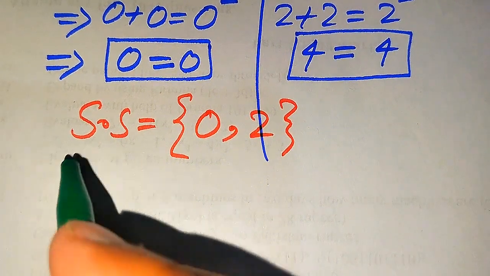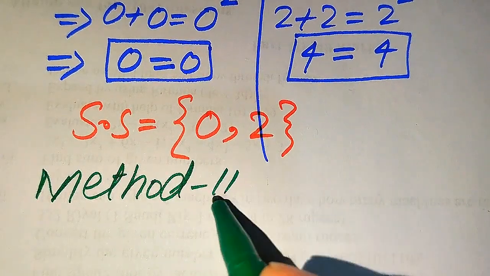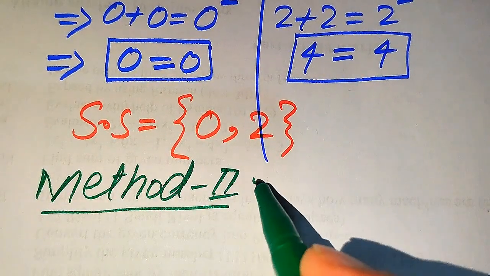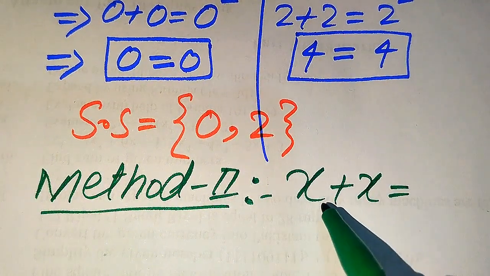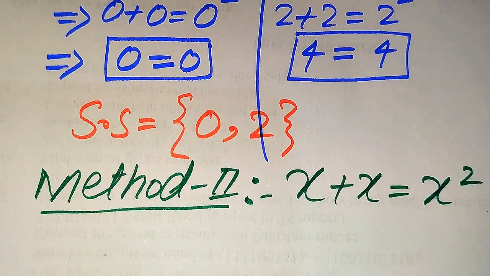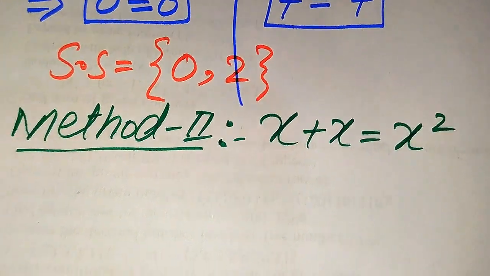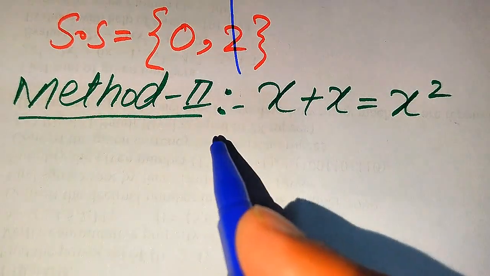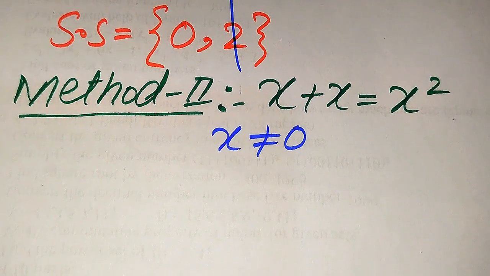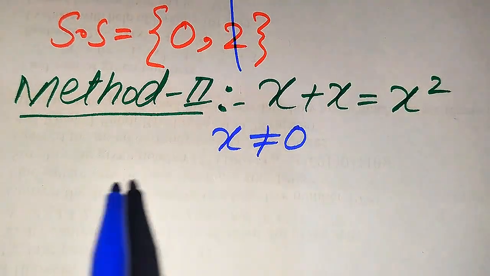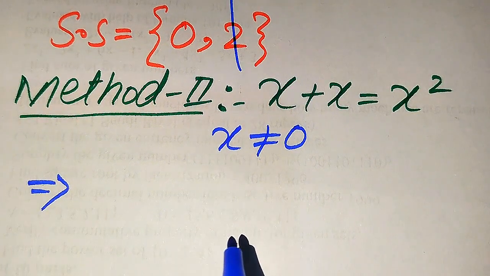And now we again solve this problem by the second method, and I hope you like both of these methods. In the second method we copy down the given question statement, which is x plus x is equal to x square. Here in the second method we assume that x is not equal to 0. It means that we choose x as a non-zero value. So if x is a non-zero value, then we can apply these types of steps here.